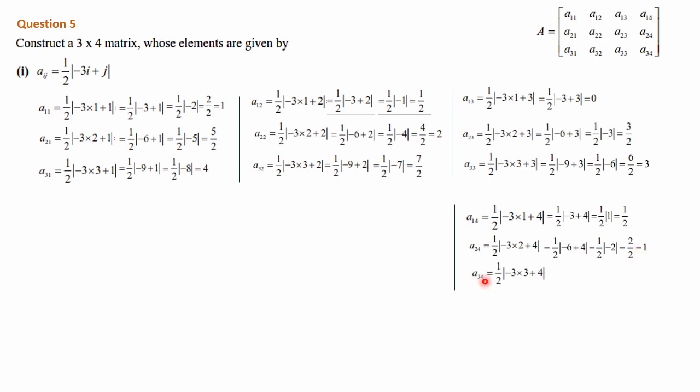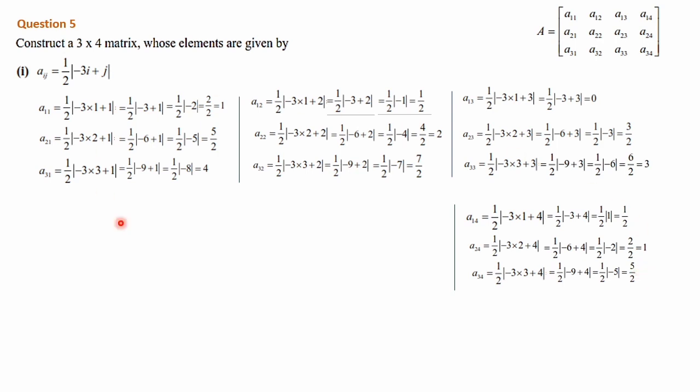And the last element A34, that is i is 3, j is 4. 1 by 2 into modulus of minus 3 into i, which is 3, plus j, which is 4. So minus 3 into 3 is minus 9, plus 4. Modulus of minus 9 plus 4. Minus 9 plus 4 is minus 5. Modulus of minus 5 divided by 2. Modulus of minus 5 is plus 5. Plus 5 divided by 2.